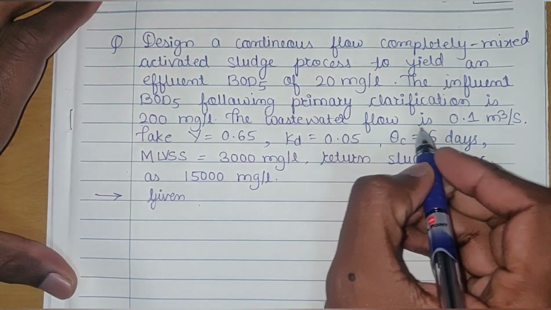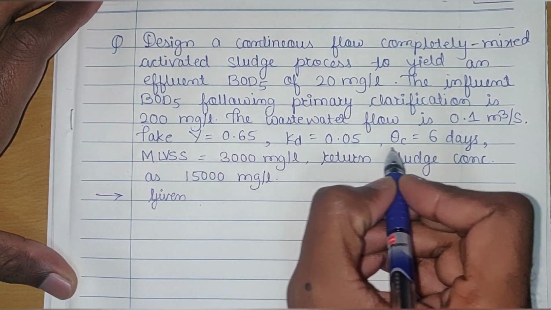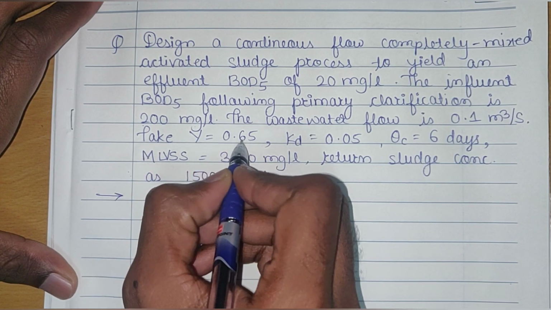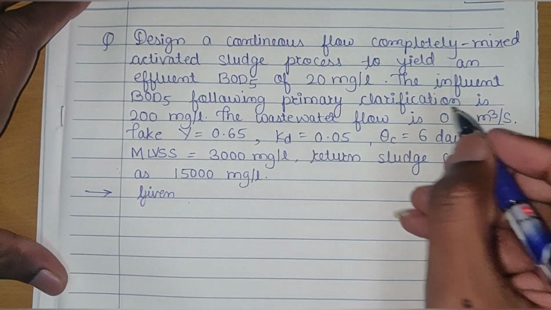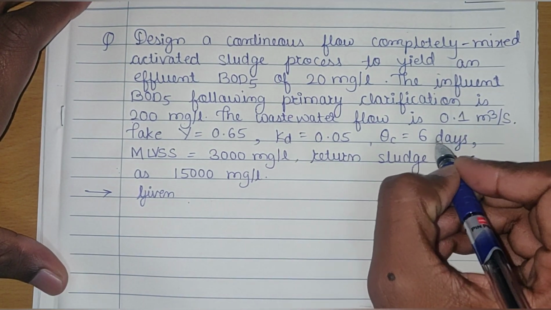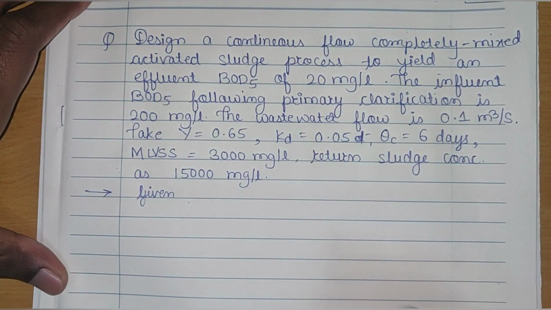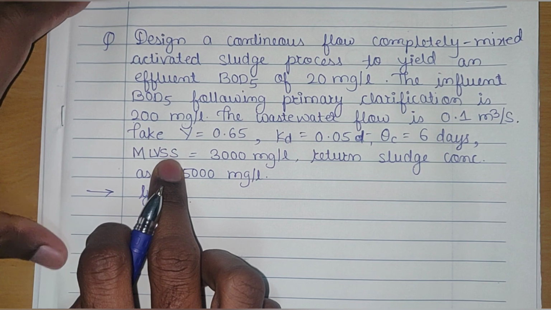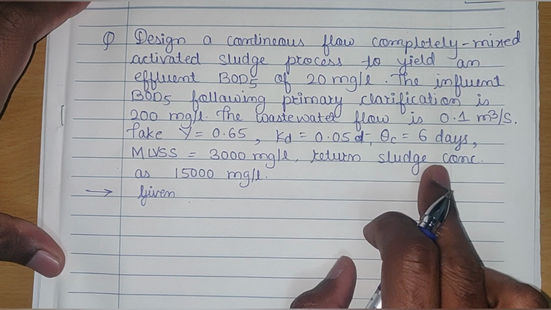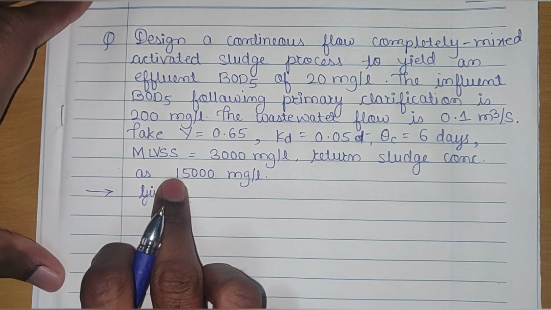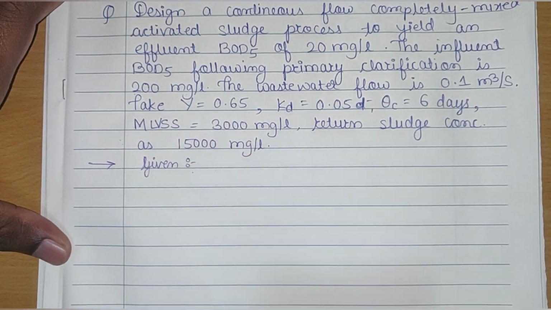Then the wastewater flow is 0.1 meter cube per second. Then the kinetic constants are given as yield coefficient 0.65, KD decay constant 0.05, theta C 6 days. Its value is in per day, decay constant is in per day. Then MLVSS, mixed liquor volatile suspended solids, is 3000 milligram per liter. Then return sludge concentration is 15,000 milligram per liter. So first we will write the given quantities.